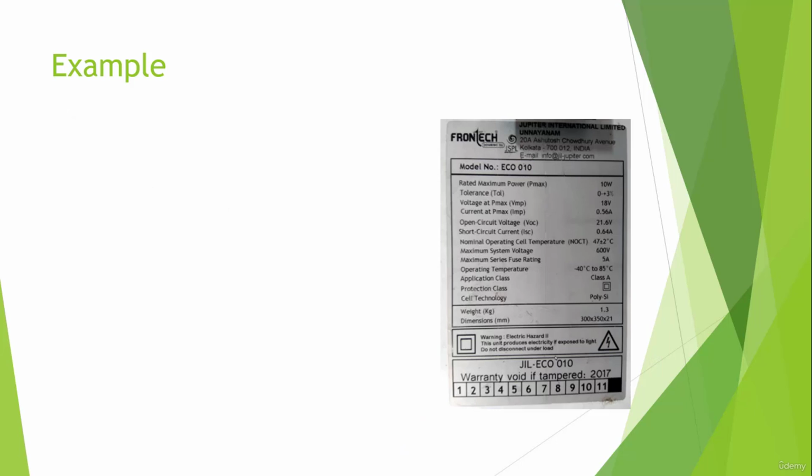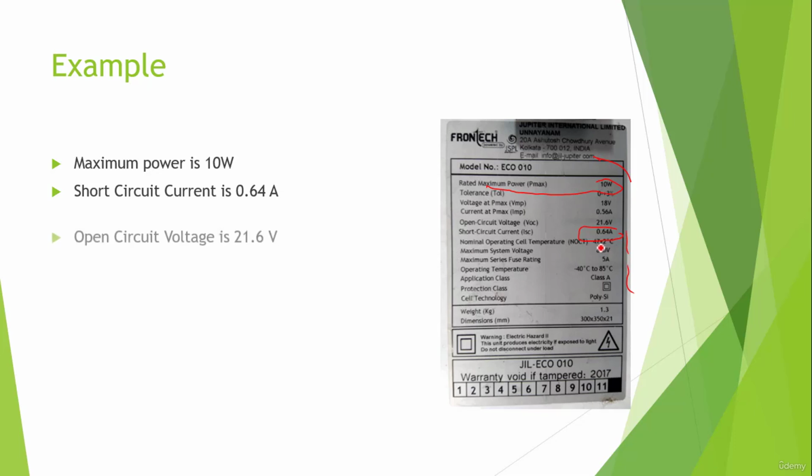If you have a small data sheet on the back of the solar cell you are using, like this, you can estimate from this data sheet some parameters, like the rated maximum power of 10 watt, the short circuit current of 0.64 ampere, and the open circuit voltage of 21.6 volt.